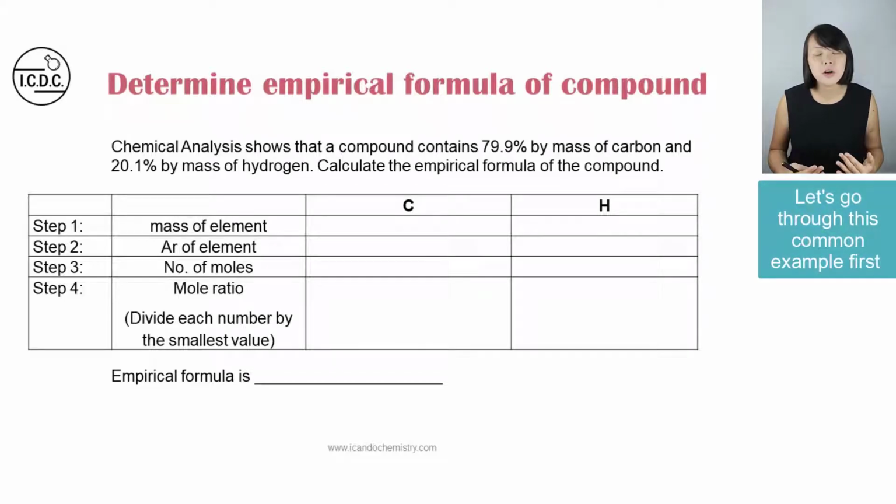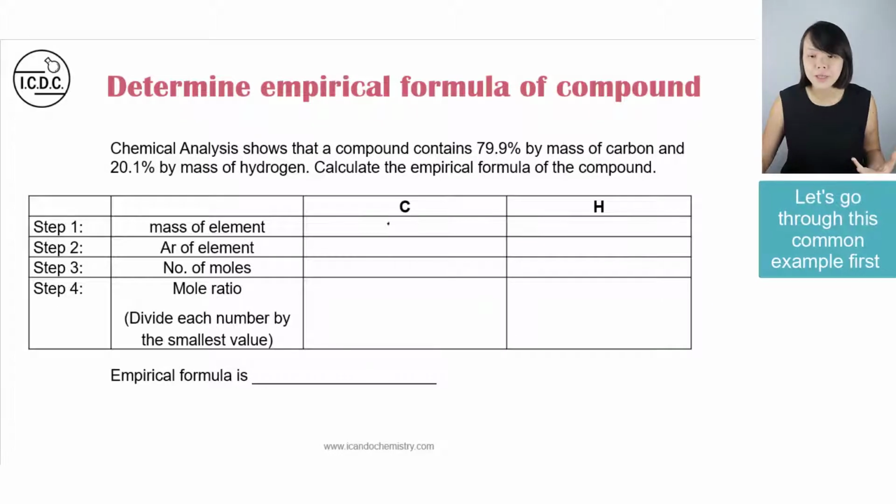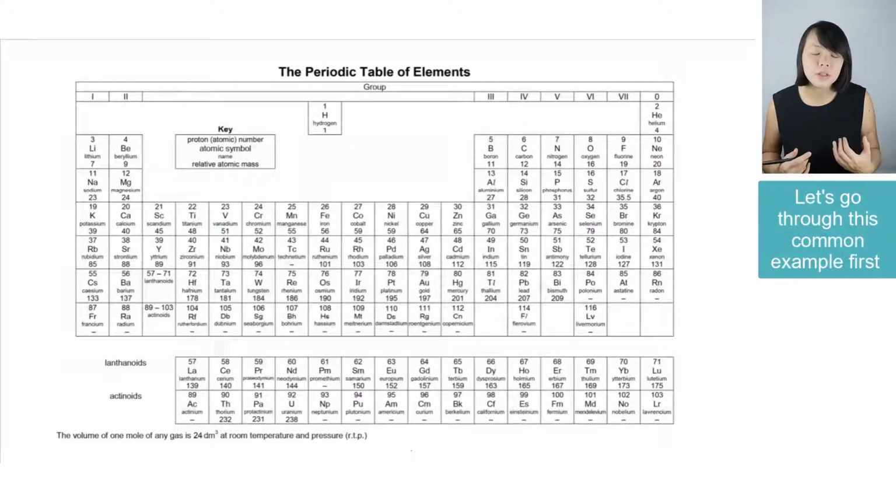This is a very common four-step table that we will always teach students to write to guide yourself in tackling this type of question. So we are given the mass of each element. For carbon it will be 79.9. For hydrogen, that will be 20.1. The AR of the element you can actually find in the periodic table. This periodic table will be given to you in the exams.